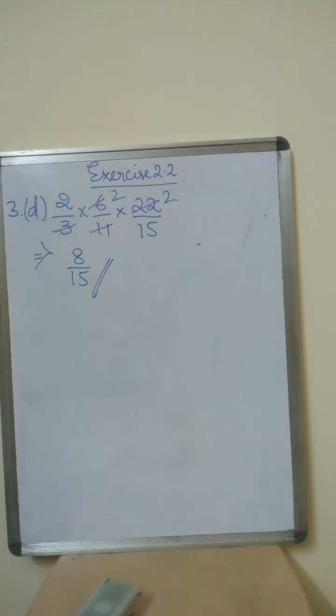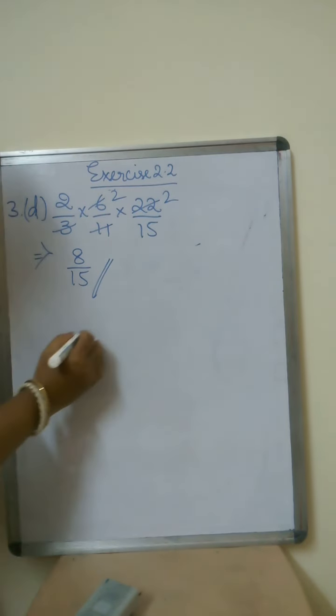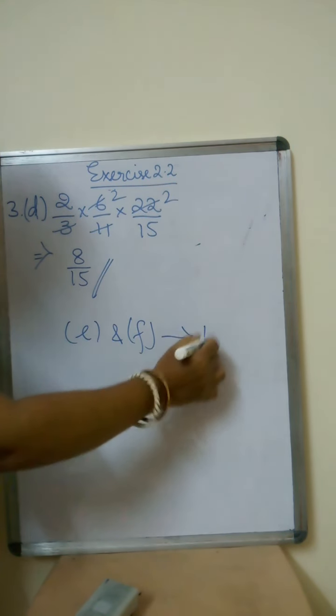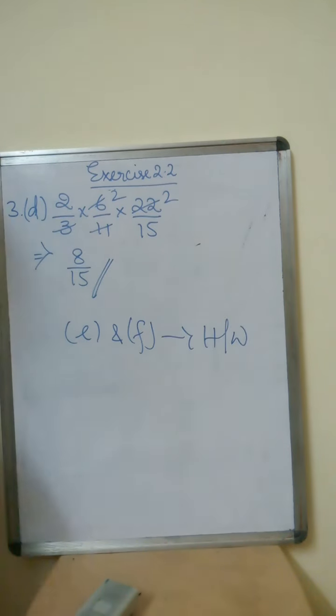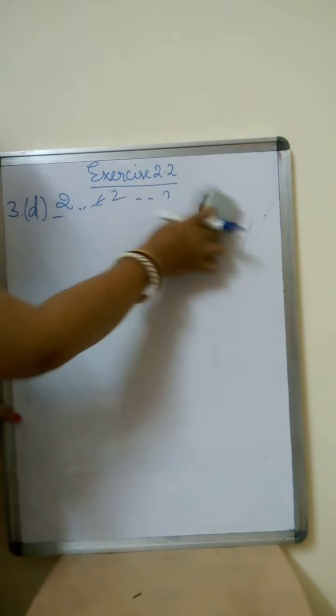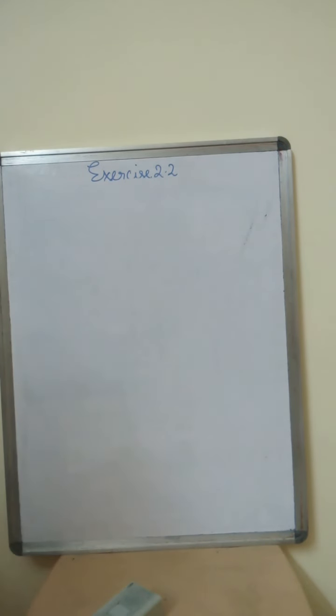So here you have question number E and F. E and F will be for your homework and practice. You should practice it on your own. Then only you will be able to understand whether you have understood the exercise or not. Right? If you don't practice, you will not be able to do it. Right? So next we come to question number 4.